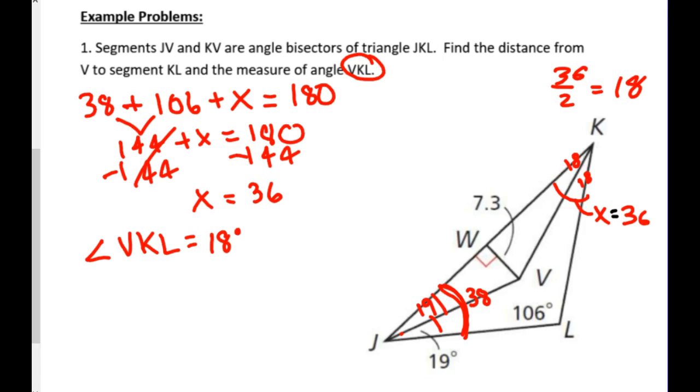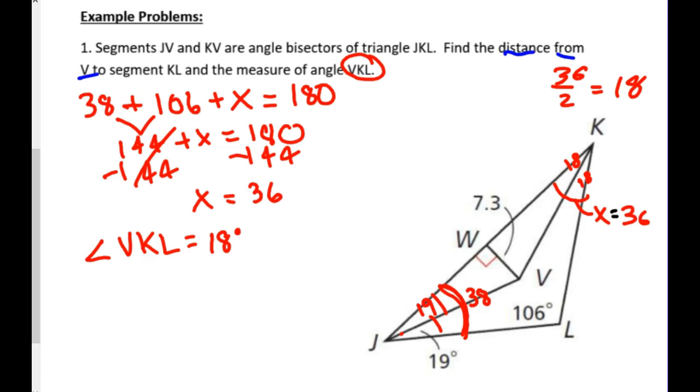Right? So, you got to be able to do one of these on your quiz on Friday. So, again, if you know one little angle, the other one's the same because it's bisected. You can find the big triangle's missing angle and then divide that in 2 again. There's something we skipped over. Finding the distance from V to segment KL. From V to KL.